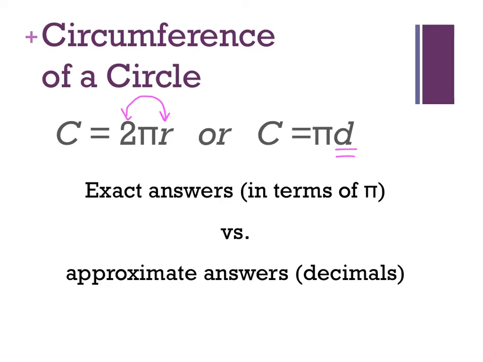Last thing on this slide that we're going to talk about is exact answers, which are in terms of pi, versus approximate answers, which are going to be decimals.